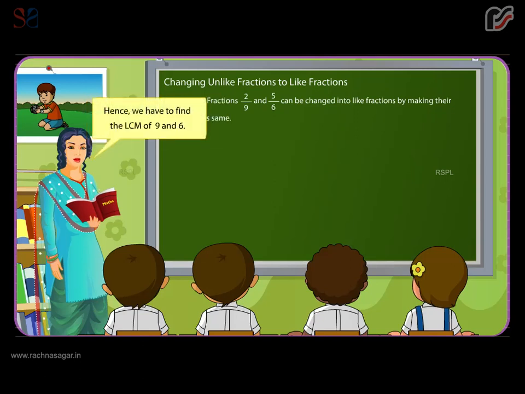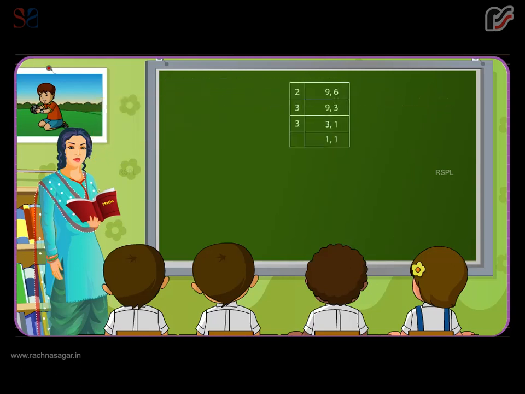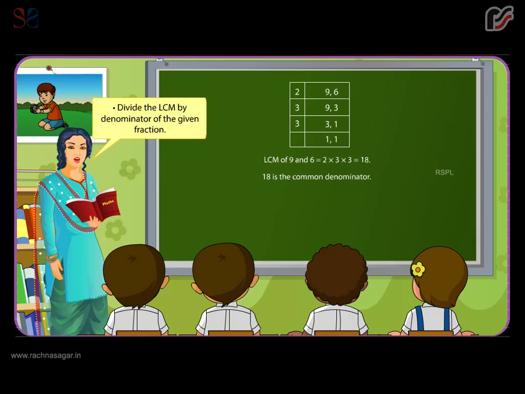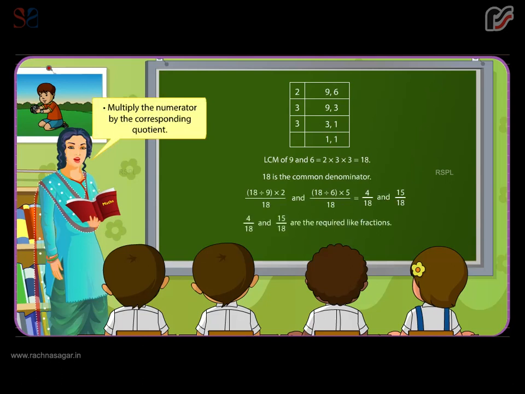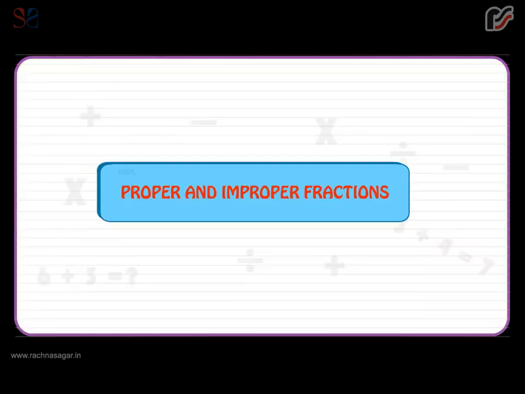Hence, we have to find the LCM of 9 and 6. LCM of 9 and 6 is equal to 2 into 3 into 3, which is equal to 18. 18 is the common denominator. Divide the LCM by the denominator of the given fraction. Multiply the numerator by the corresponding quotient. 4 by 18 and 15 by 18 are the required like fractions.